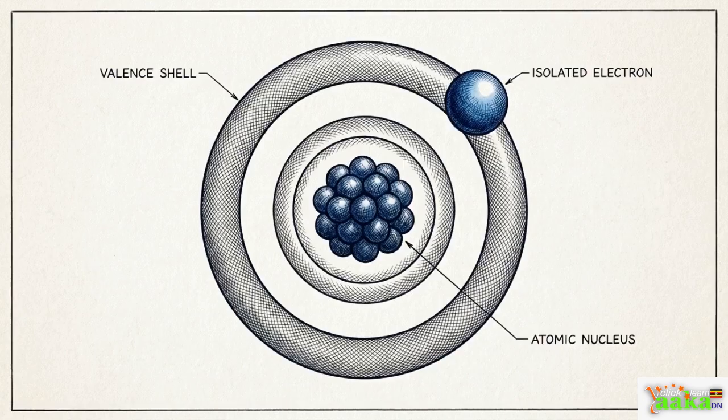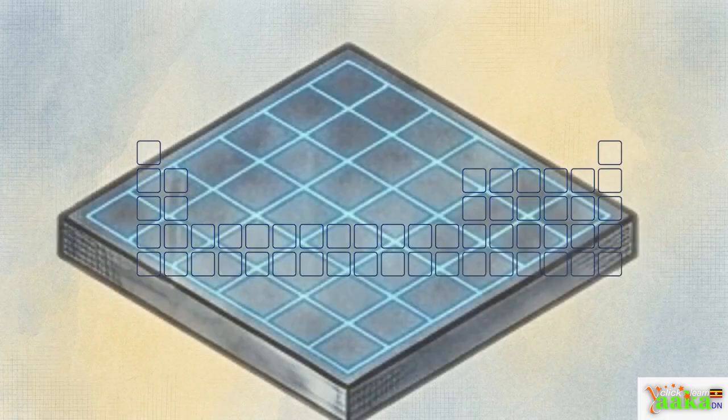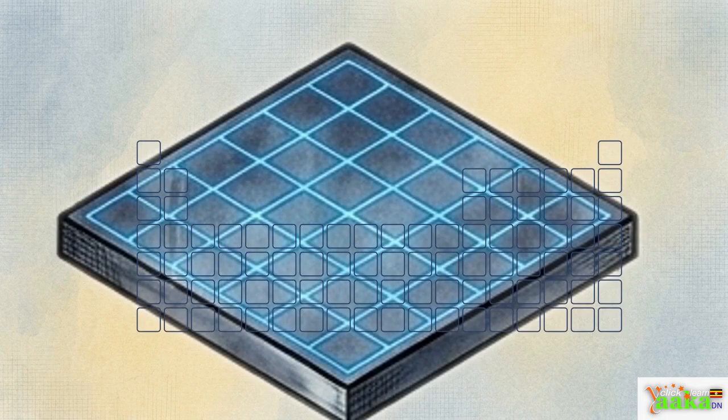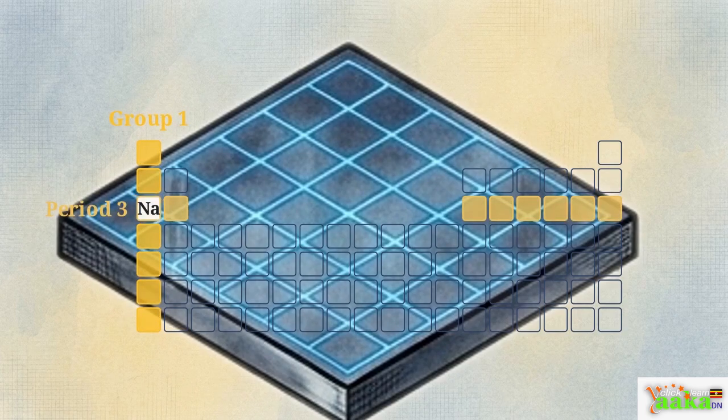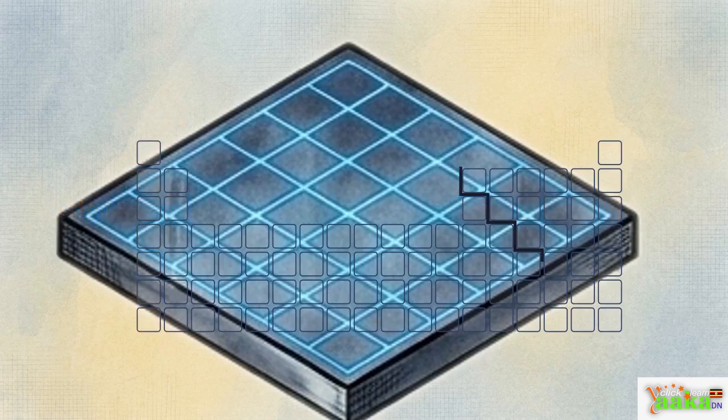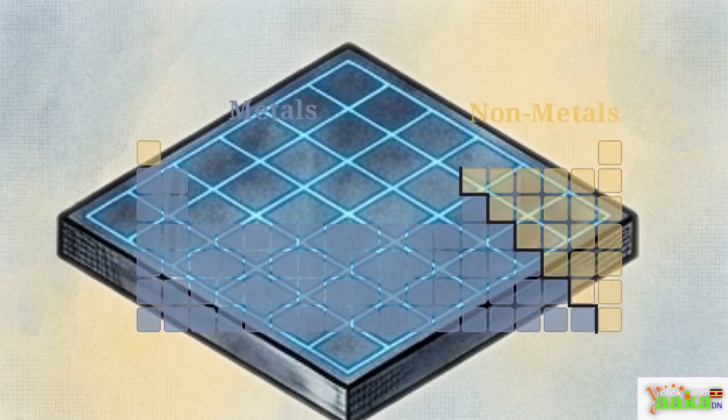This isn't a random cloud of particles. It is a structured system where the number of electrons in the outermost shell, the valence electrons, determines how the element interacts with the world. Electron count translates to the periodic table's layout. Sodium's single outer electron puts it in group 1's vertical column. Its 3 shells place it in the third horizontal row, or period. A staircase line then separates the metals on the left from right-side nonmetals.